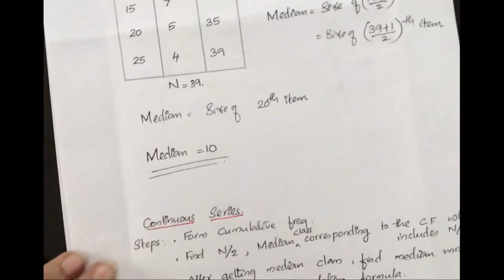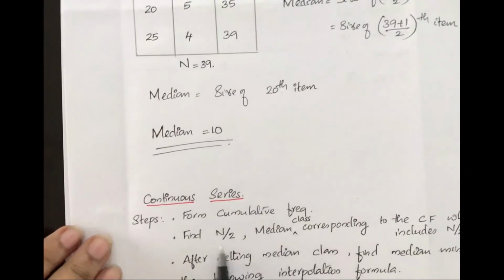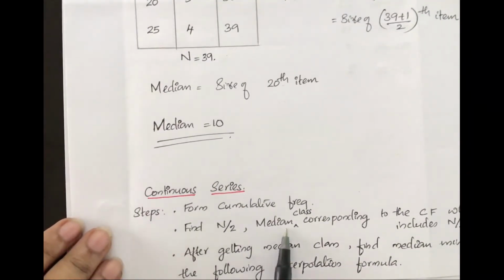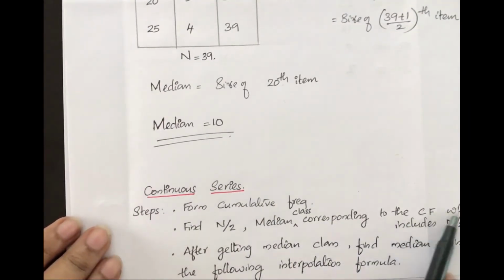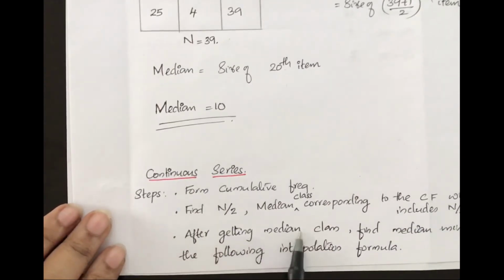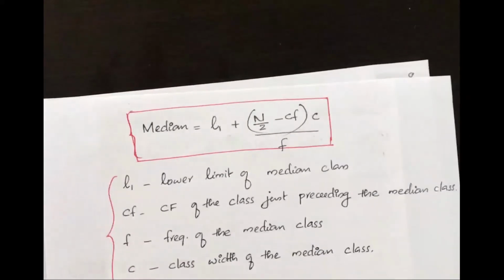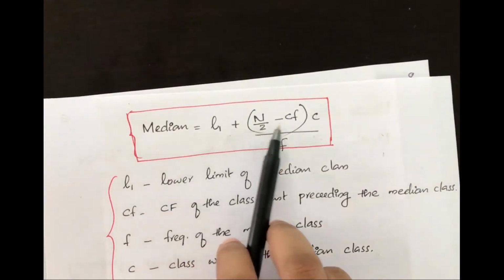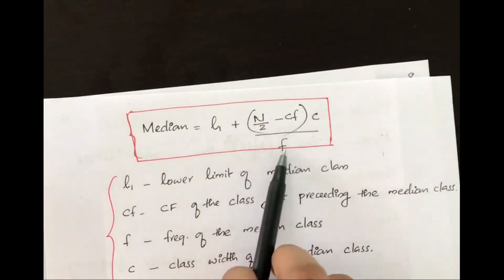Now we can look at how to find out the median of a continuous series. The steps: find cumulative frequency, find n by 2, and find the median class corresponding to the cumulative frequency which includes n by 2. Then after getting the median class, find the median using the interpolation formula. The formula is median is equal to L1 plus (n by 2 minus Cf) into C divided by F.